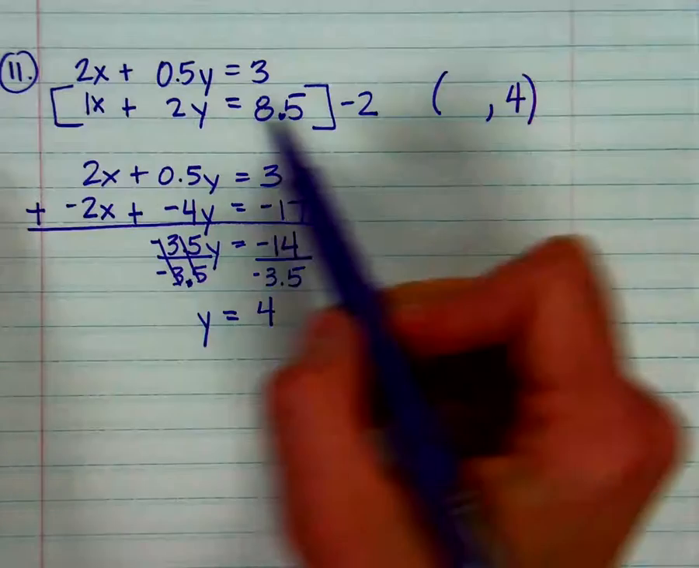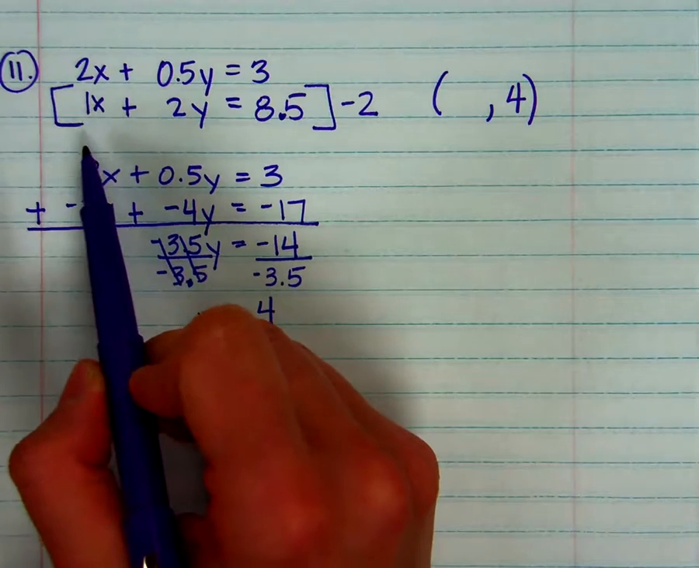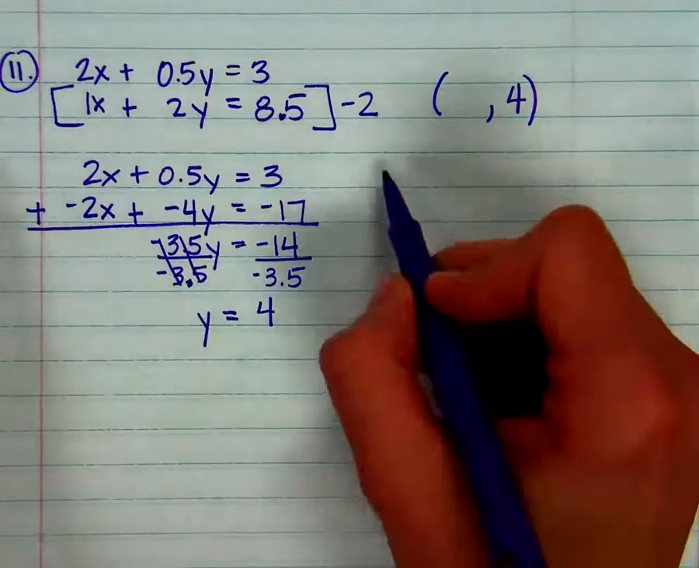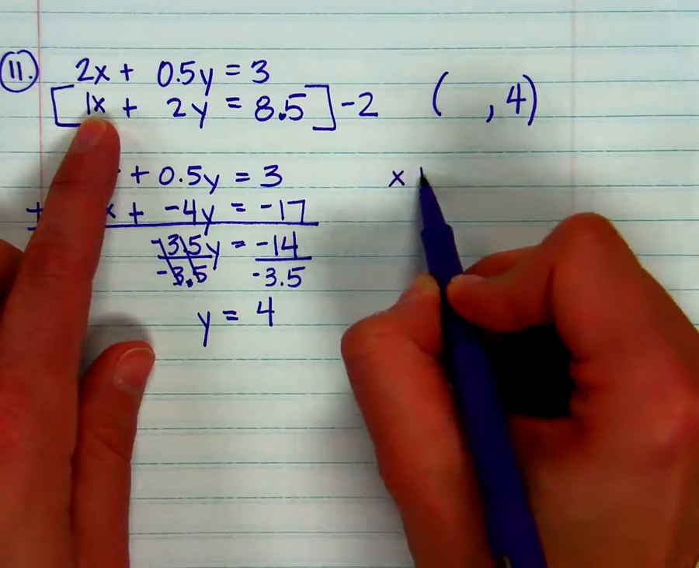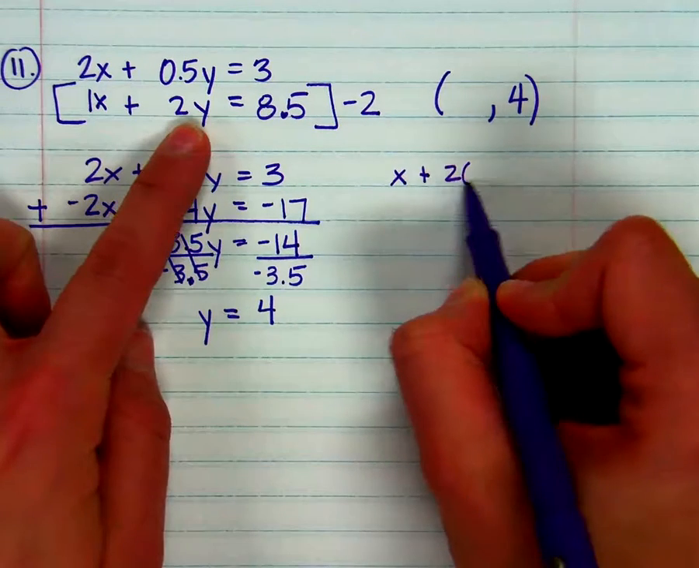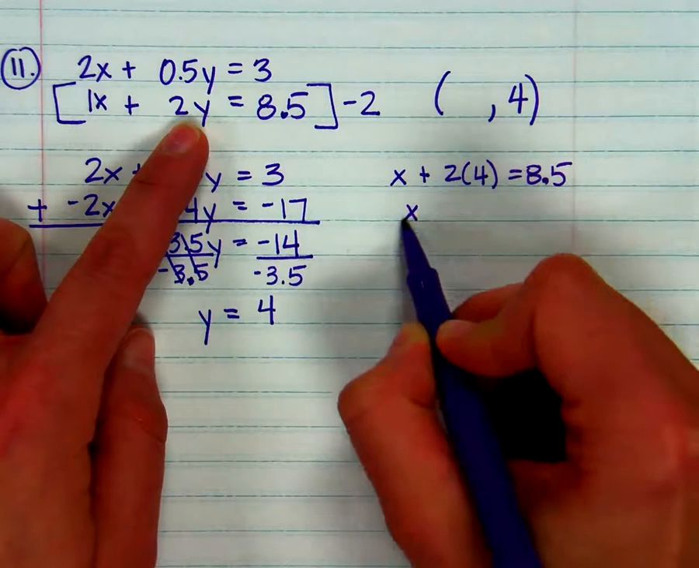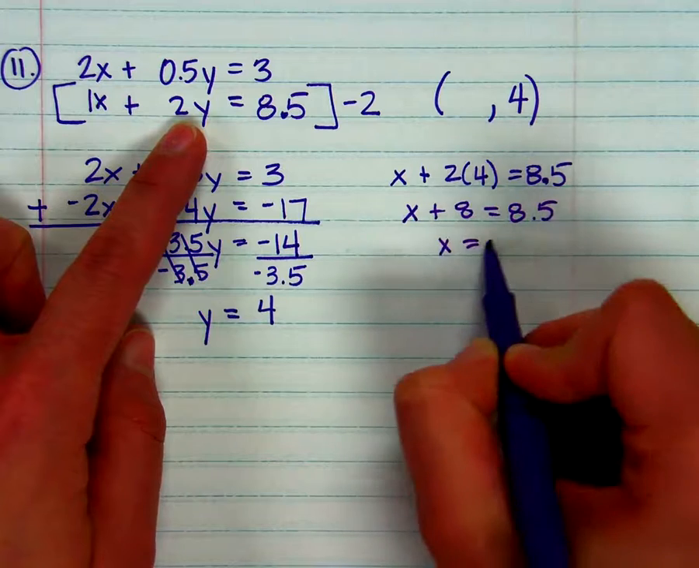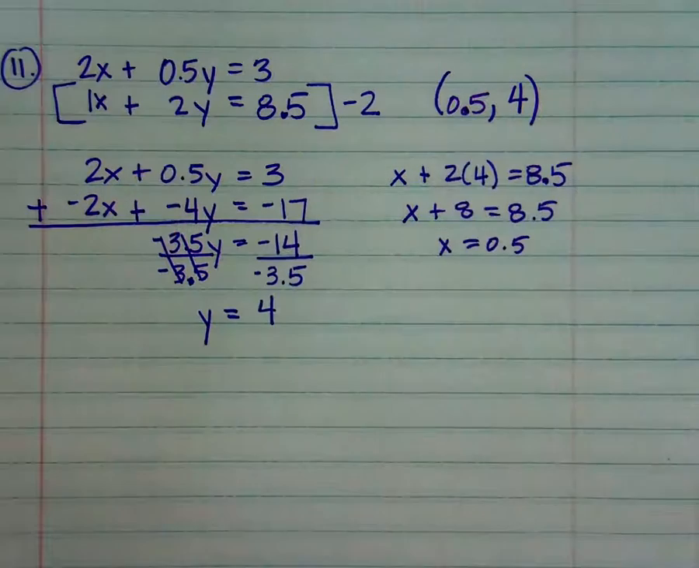And then from there, you can plug it into either one that you want. I don't know that really either one is that much easier than the other. So I'll just do the second one. I'm not going to use the one where I've multiplied by negative 2. I'm going to say x plus 2 times 4 equals 8.5. And that's 8. So then x must equal 0.5, or 1/2. So that would be your solution.